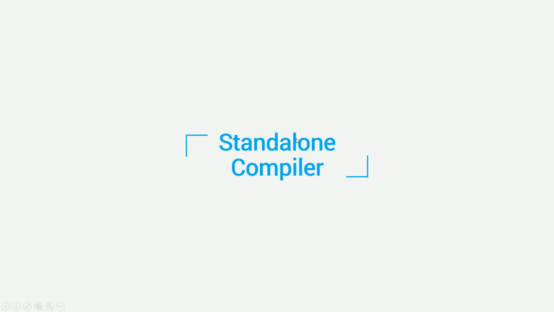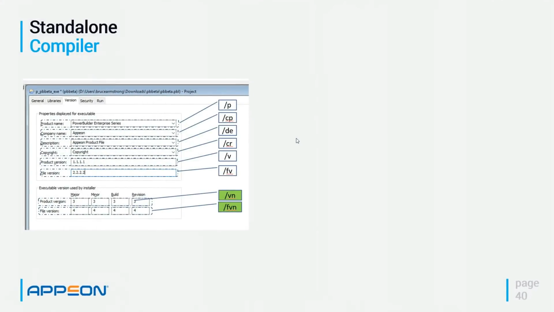Last one is the Standalone Compiler. That was largely feature complete in R2. There was one little issue with it. In the original 2017, only a few of the options that were available in this project painter were available. R2 really got almost all of those.